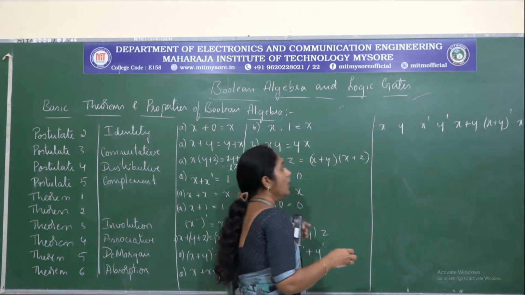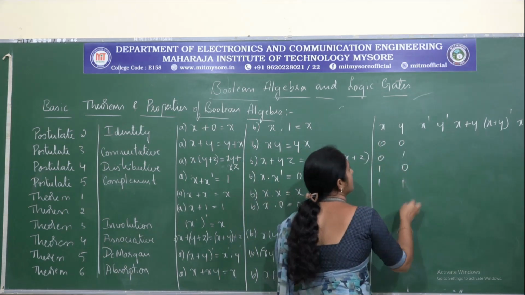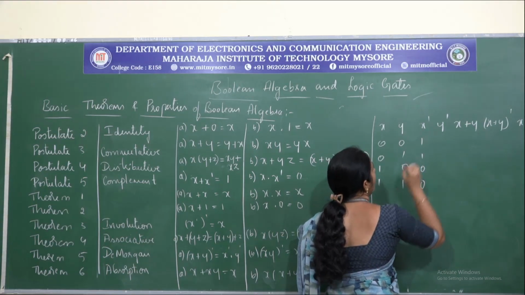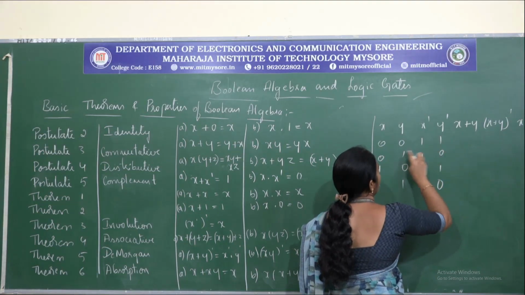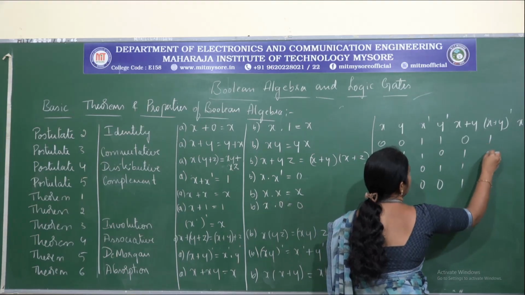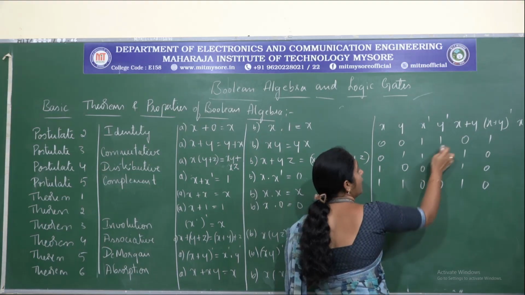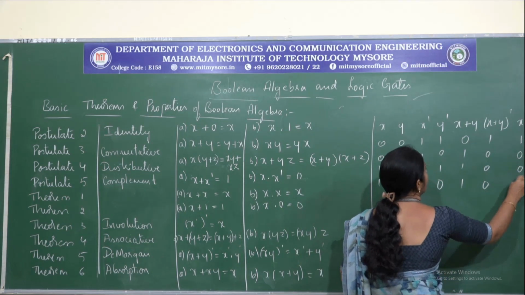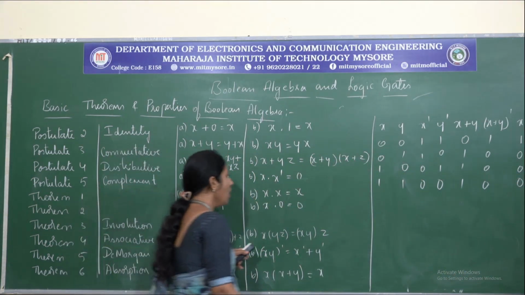Now let us consider the possible combinations. Complement of x is 1 1 0 0, complement of y is 1 0 1 0, x or y is 0 triple 1, and x or y complement is 1 triple 0. Next we AND these two: 1 and 1 is 1, and for all other combinations we get 0. Therefore, part A of De Morgan's theorem is proved.